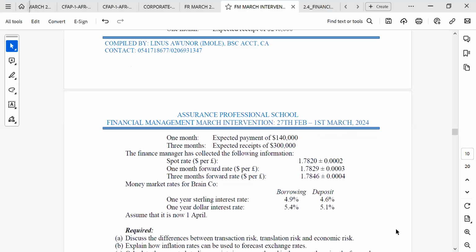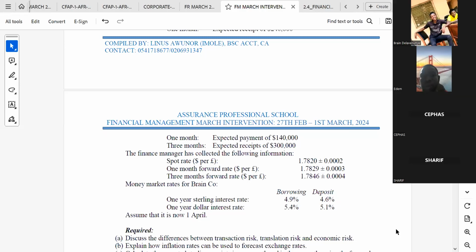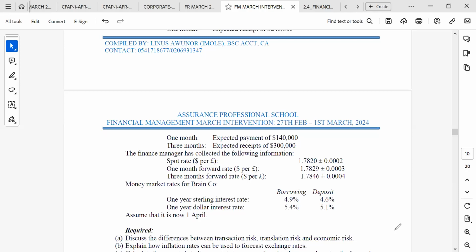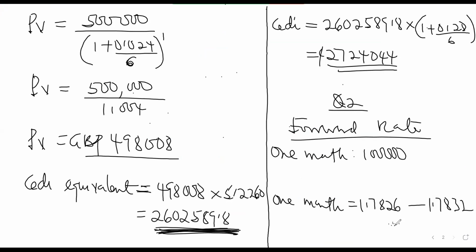Okay, so who is now receiving? Is it the company that is receiving the 100,000? Yes. So they will be selling to the bank. And the bank will be buying at what, the lowest rate or the highest rate? Low rate. So multiply by 1.7826.